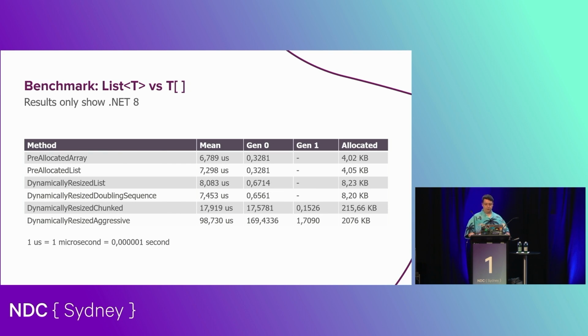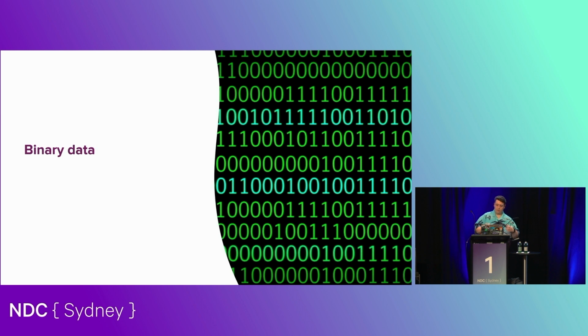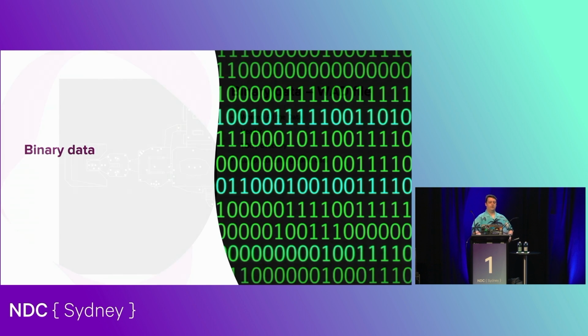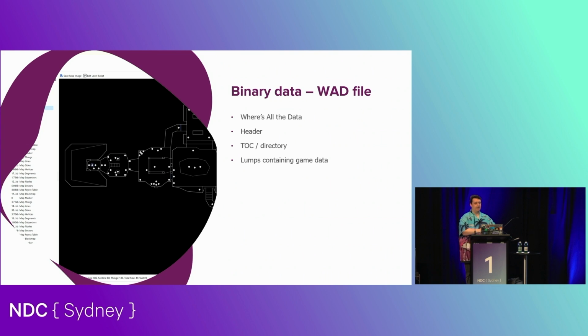All right, so we have memory management done. Let's load data from Doom. So whenever we read binary data in Doom, there's this big file that we have to open called the WAD file. WAD stands for where's all the data.